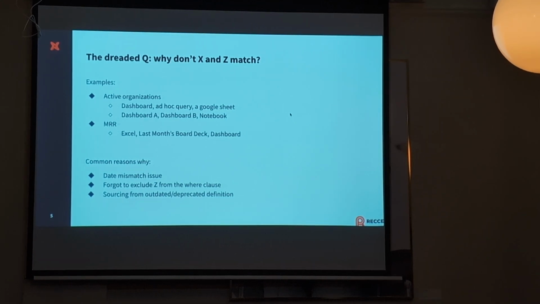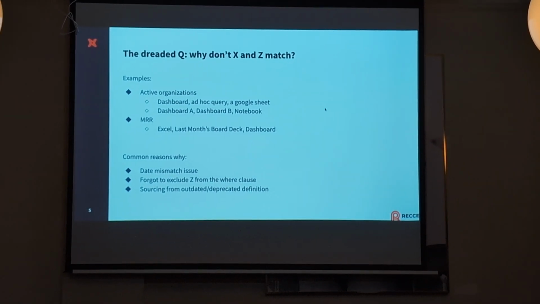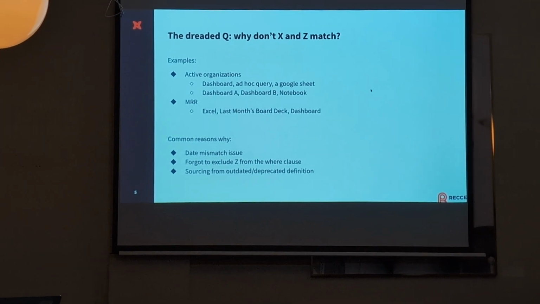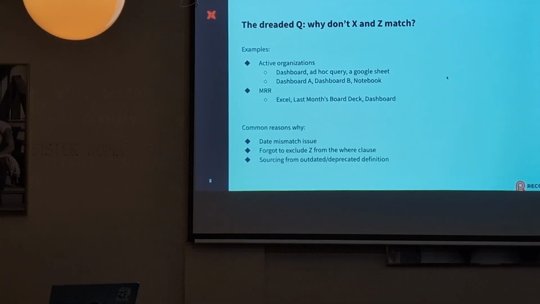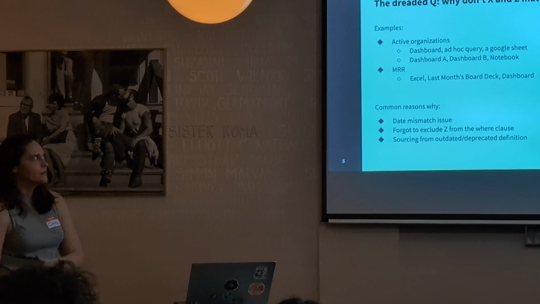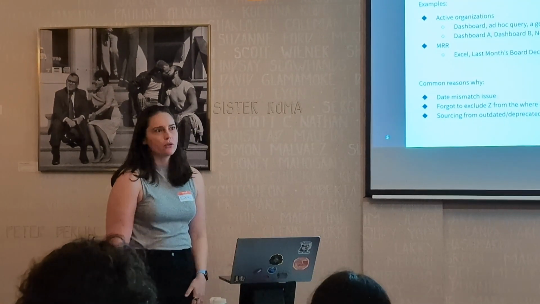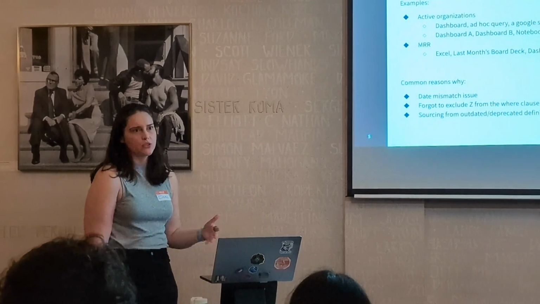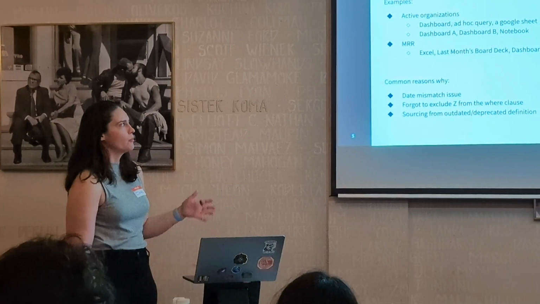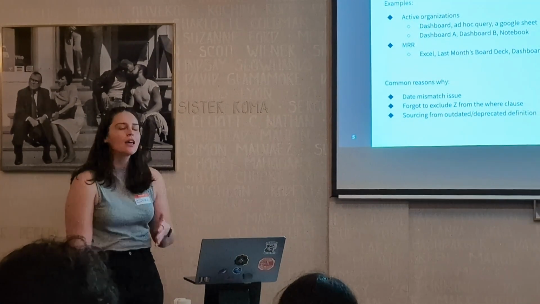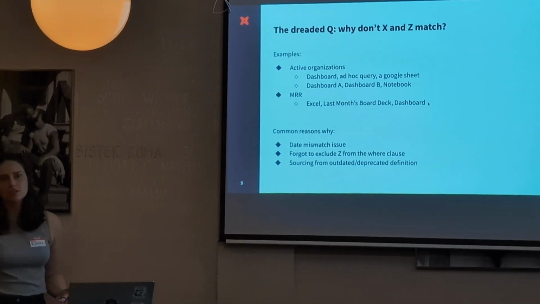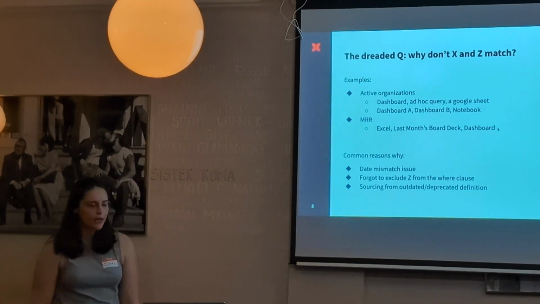So for example, active organizations between one dashboard, an ad hoc query, and a Google Sheet, right? Because no one's ever actually using that one dashboard you built. Dashboard A, dashboard B, some notebook, or MRR, monthly recurring revenue, right? You see it a lot. That'll be in some Excel notebook, the board deck from last month, and then a dashboard. And here's a date mismatch issue. We've seen that a lot.